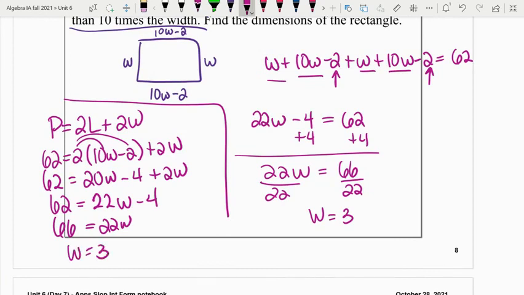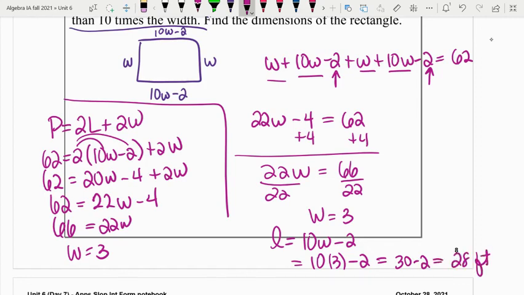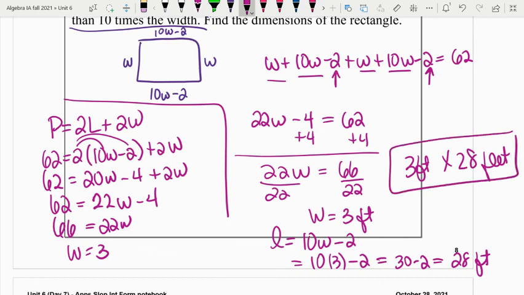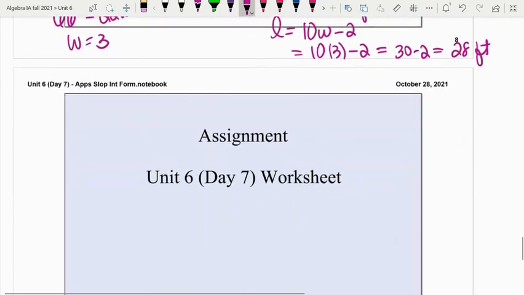And W is 3, and it said L is 10W minus 2. So 10 times 3 minus 2, 30 minus 2. So my length is 28 feet. So the dimensions are 3 feet by 28 feet. And assignment is a worksheet.